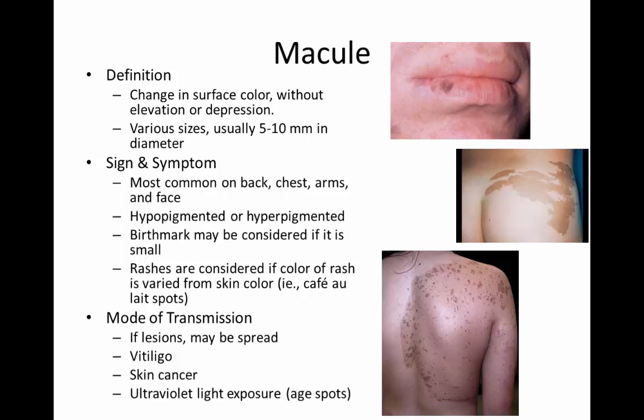Rashes may also be considered if the color of the rash is varied from the skin, for example in cafe au lait spots. If they are lesions, they may spread. Vitiligo is a disease that causes the loss of skin color and blotches. This may also include skin cancers or ultraviolet light exposures, also called age spots.